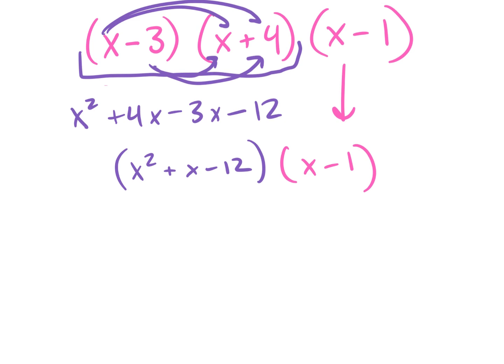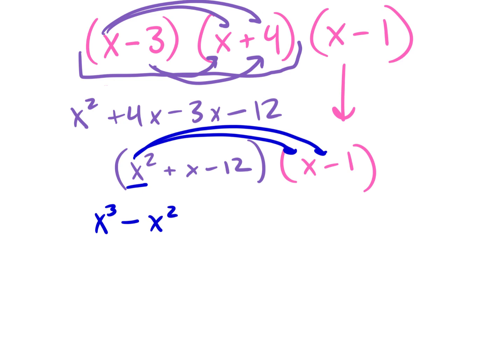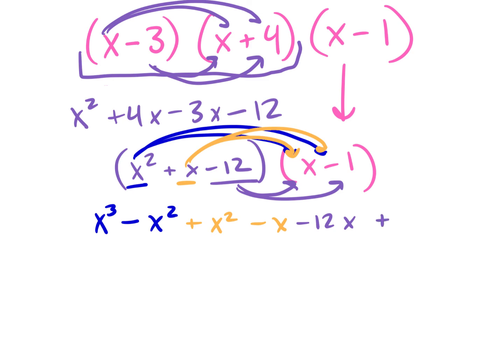So I'm still foiling here. It's just an extra step because we have to make sure everything in the first parentheses gets multiplied to everything in the second. So I'm going to start with the x squared. X squared times x would be x cubed. X squared times negative 1 is negative x squared. Then I can move on to the x. So x times x would be x squared. X times negative 1 is negative x. Then I can move on to the negative 12. So negative 12 times x would be negative 12x. And negative 12 times negative 1 would be positive 12.